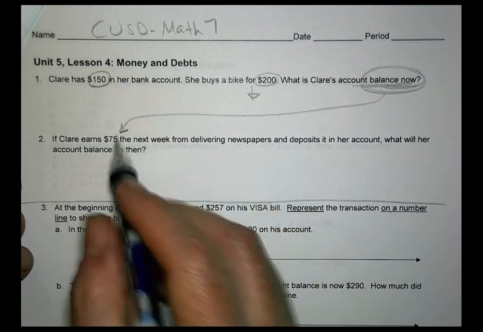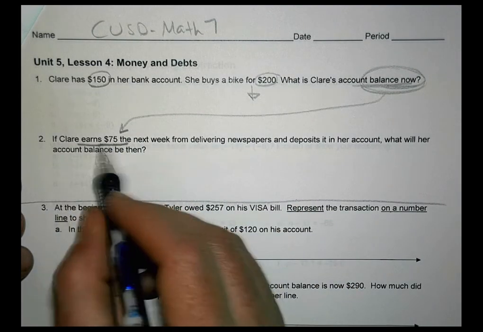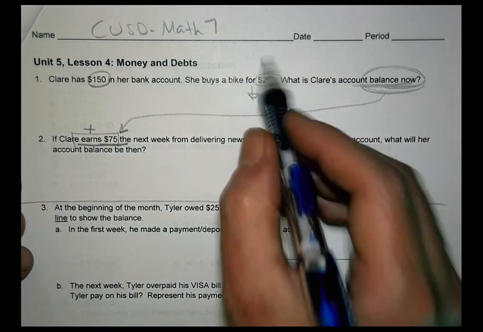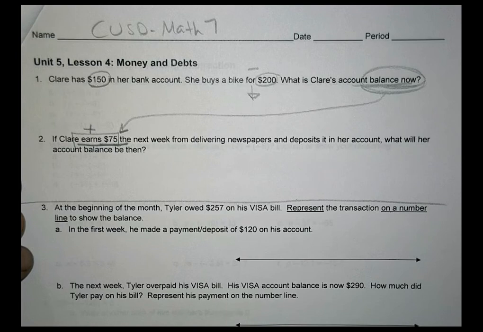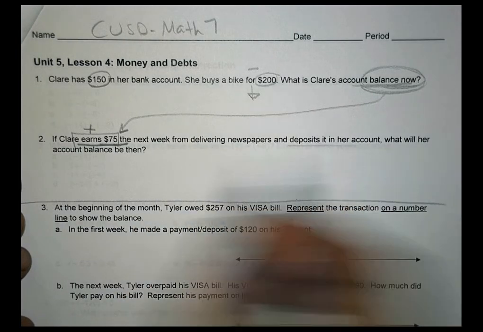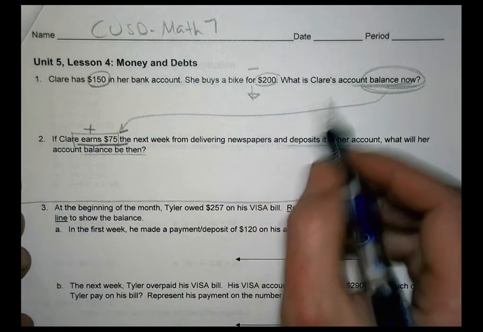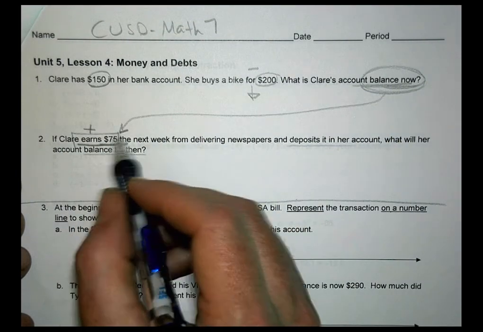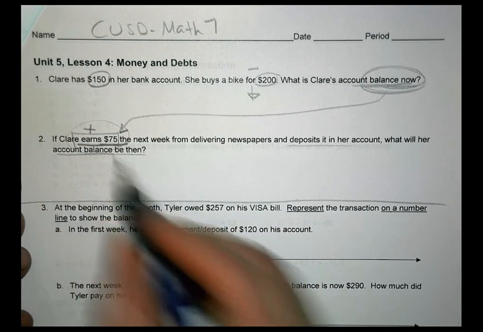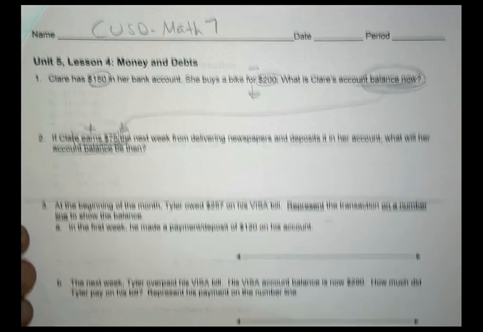the next problem, where it says if Claire earns $75 the next week, so she's earning it. When you earn it, we are making money, right? This is losing money because we're buying something. Delivering newspapers and depositing in her account, what will her balance be then? So figure out what her account balance is going to be here, then increase it by what she earns, and then find out the new balance by the end. So these two problems work together, so keep that in mind.